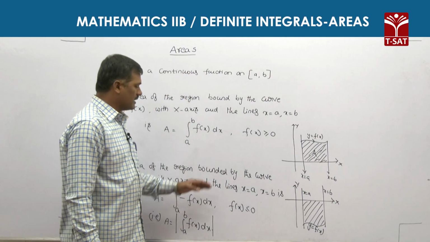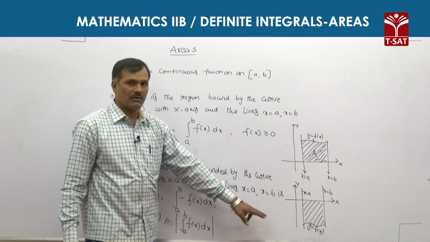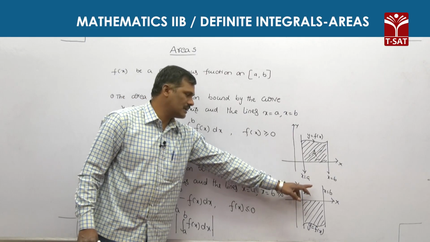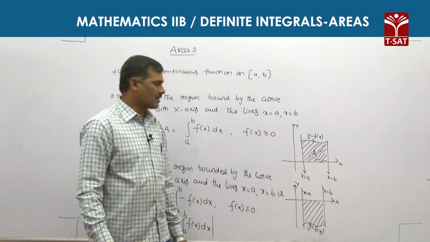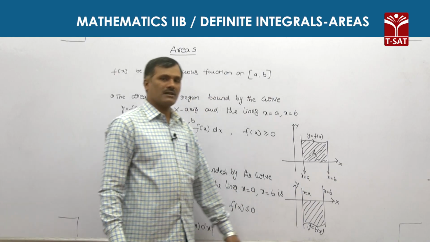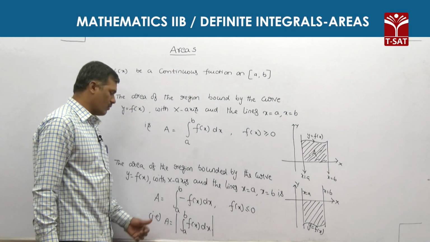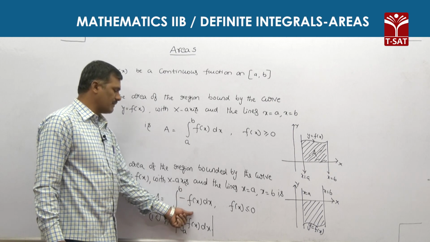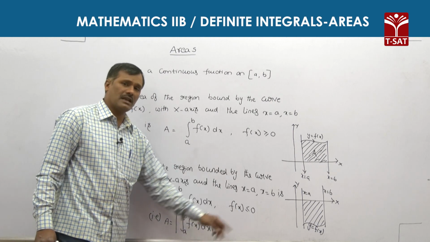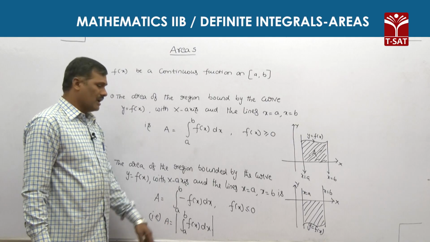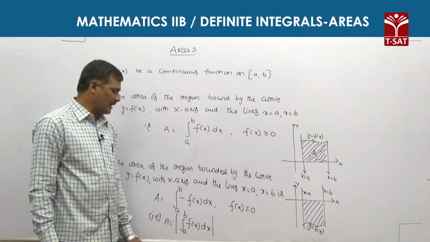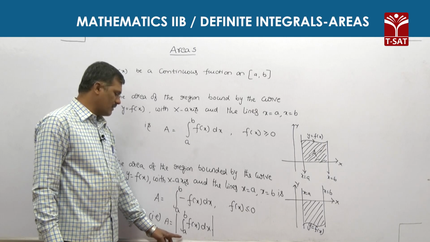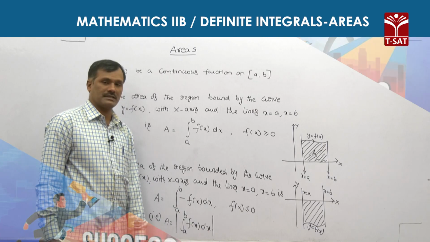And in case below the x-axis, the given curve with the x-axis and the lines x equals a, x equals b, these lines are called ordinates also. Therefore A equals integral of a to b of minus f of x dx, where f of x is less than or equal to 0. That is, area is never negative, so you can apply the mod function: area A equals modulus of integral a to b f of x dx.